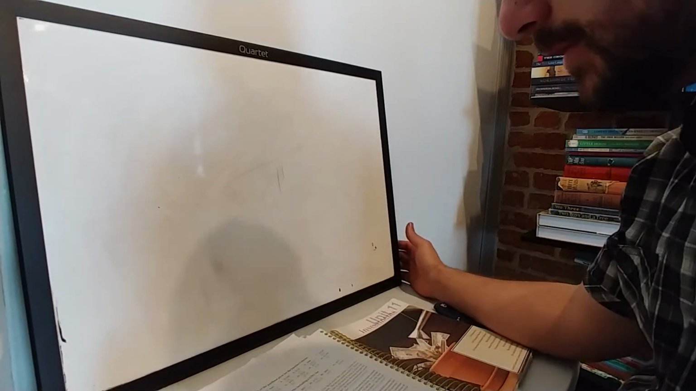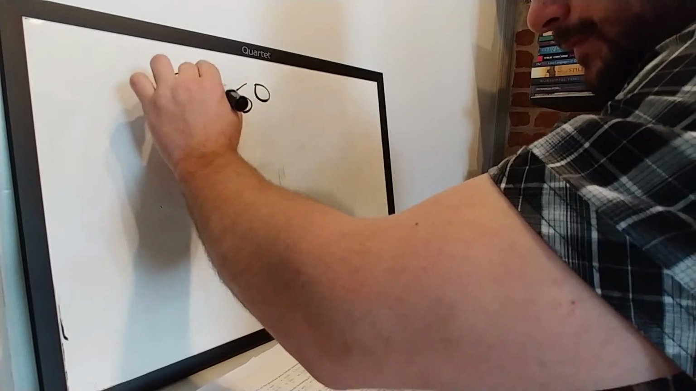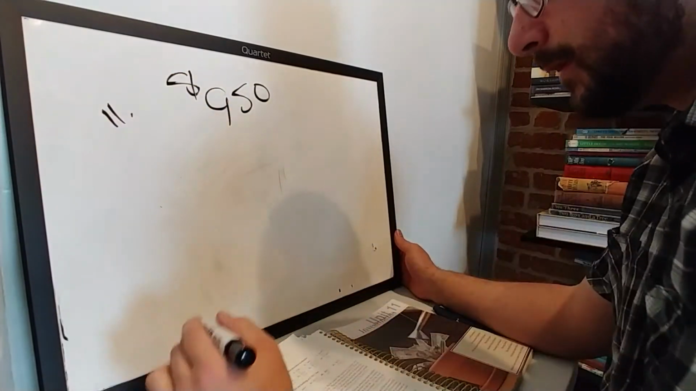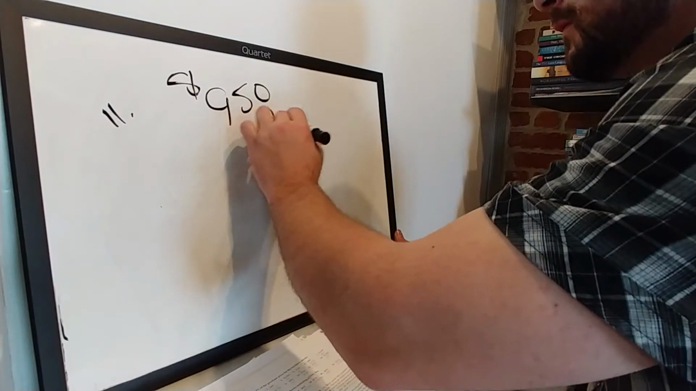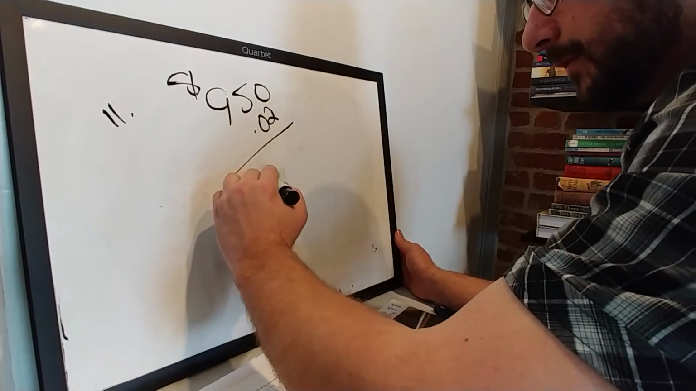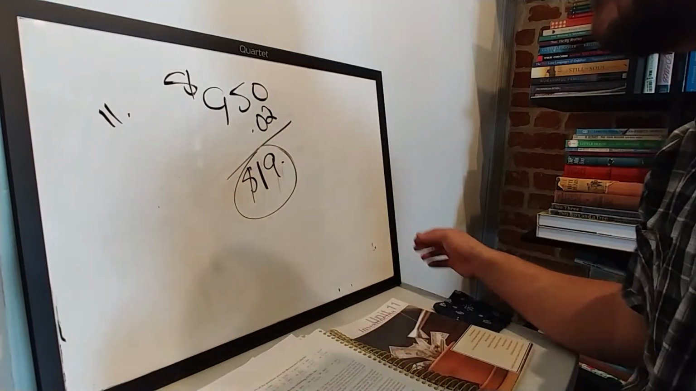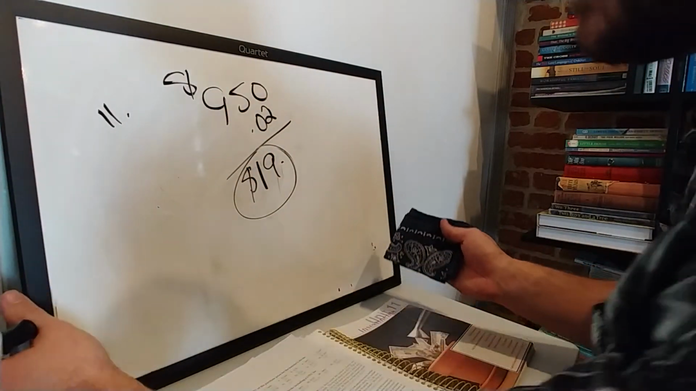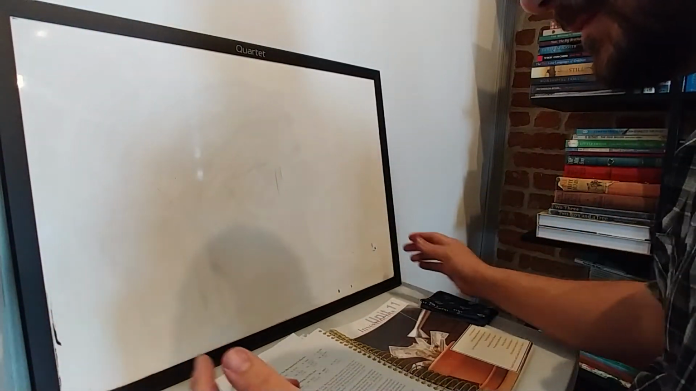So just another one to check you to make sure you're on track. $950. This is number 11. 2% fee on that. Should come out to $19. That will be the fee on a $950 traveler's check. Alright, then part B is going to be very similar.